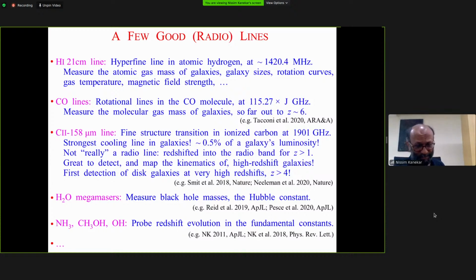And finally, there are lines: there's ammonia, there's methanol, there's OH. All of these, because of fairly complicated physical effects, actually allow you to probe redshift evolution in the fundamental constants of physics, in quantities such as the fine structure constant, the ratio of the proton mass to the electron mass, and so on.